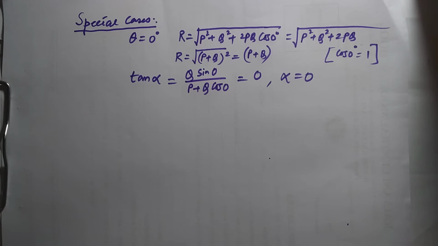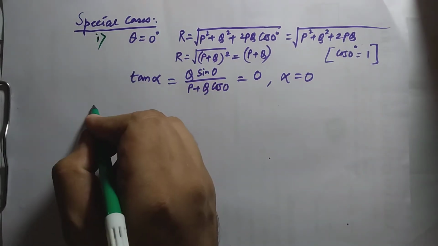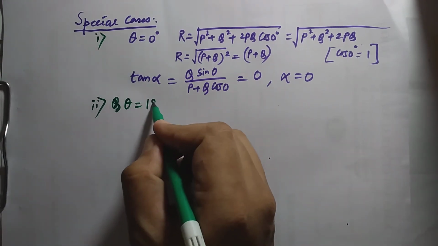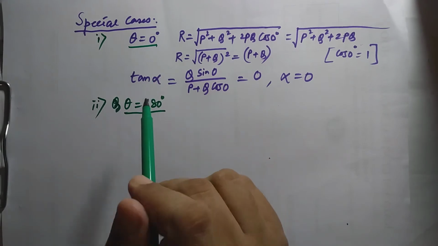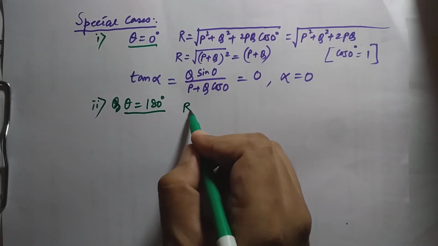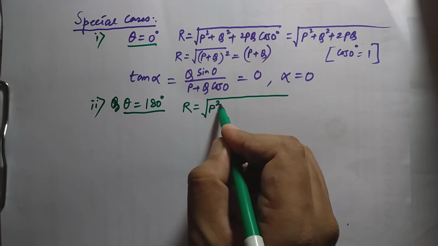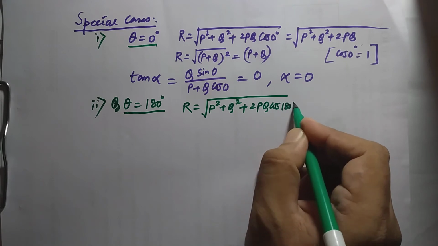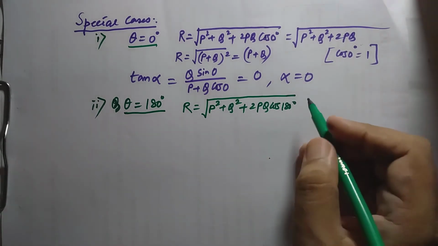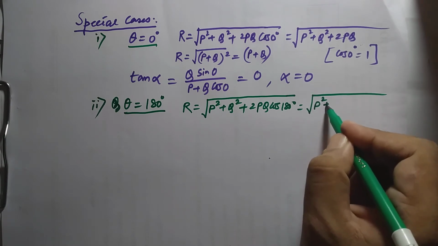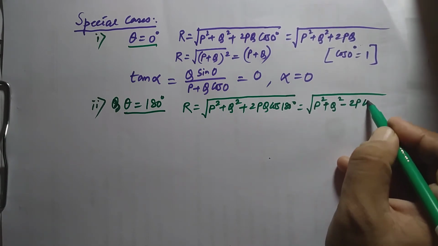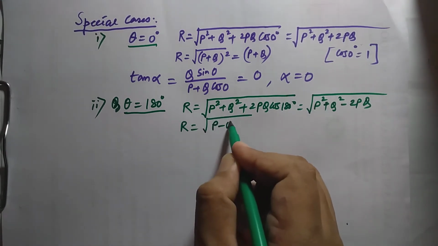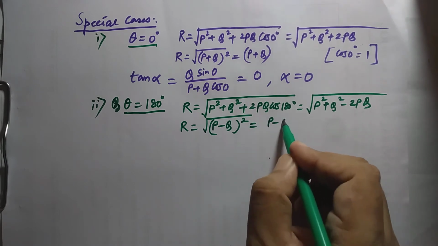Now this is a special case number 2. Theta is equal to 180 degree. Then what will happen? Again we'll use the formula R is equal to root of P square plus Q square plus 2PQ cos 180 degree. Value of cos 180 is minus 1. So we'll get P square plus Q square minus 2PQ. That means P minus Q whole square. So R is equal to root over P minus Q whole square, which is nothing but P minus Q.